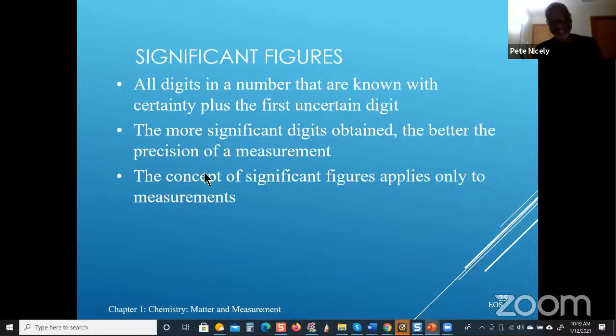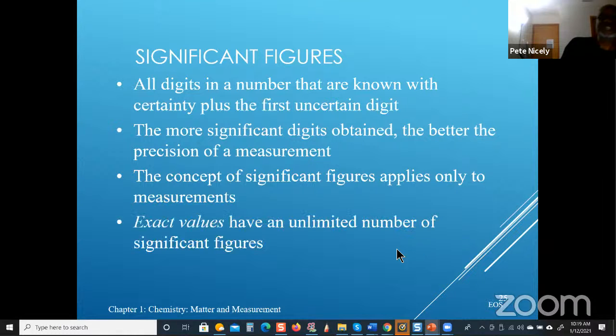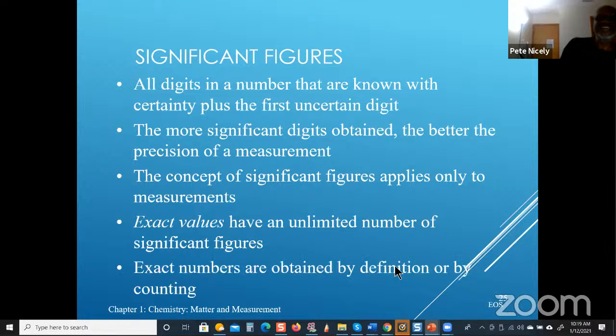Basically, let me just say up front, this concept of significant figures applies only to measured values, right? And the more significant digits that you obtain from your measurement, the better will be the precision of the measurement. So more significant digits equal greater precision in the measurement. Exact values are basically numbers that have an unlimited number of significant figures. And there are two types of exact values. You can get exact numbers or values by either definition or by counting.